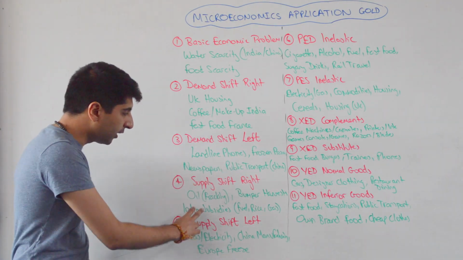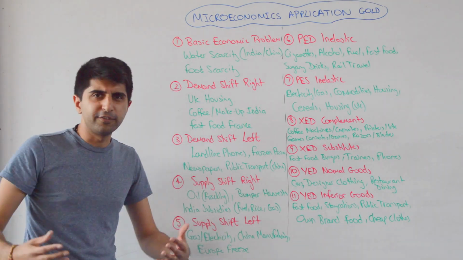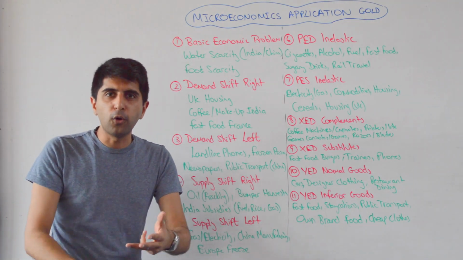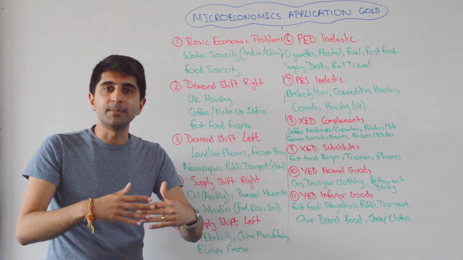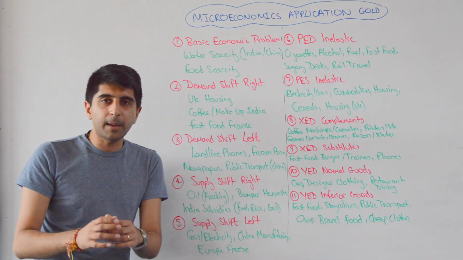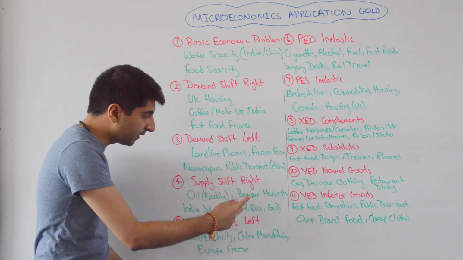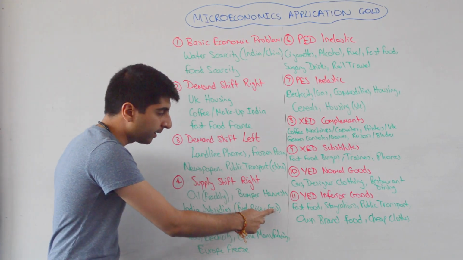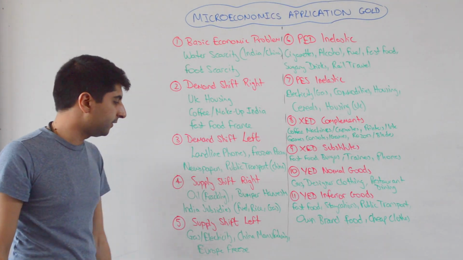For supply shifting right, oil, fracking, new technology shifting supply to the right. Bumper harvests of goods like oranges, like wheat, like corn, good weather bumper harvests have reduced the prices of these items as supply shifted to the right. Indian subsidies, great to use examples not necessarily UK based, will show good wider knowledge here. India subsidises fuel, subsidises rice, subsidises gas to bring down the price to improve the affordability for its citizens there.